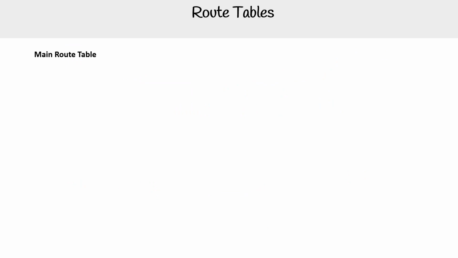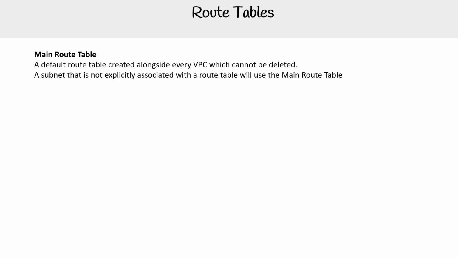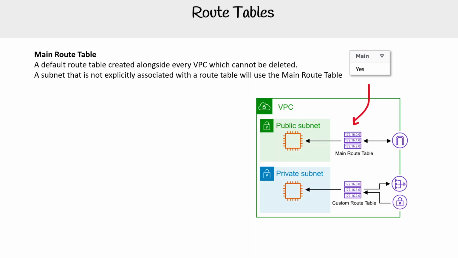We have the main route table. This is the default route table created alongside your VPC, which cannot be deleted. A subnet that is not explicitly associated with a route table will use the main route table. This is good, but it can also be bad if you have a resource that you don't want to go out to the internet, which the main route table will be associated with. You can see which is your main route table in the list of route tables because there'll be a column called main and we'll have one called yes.